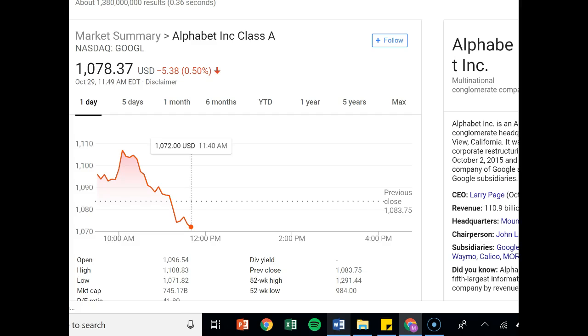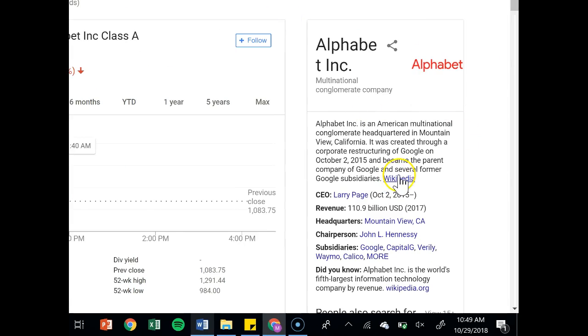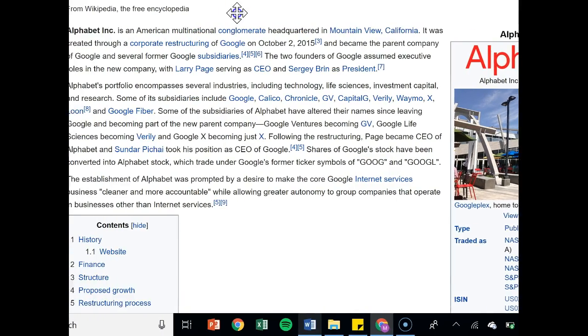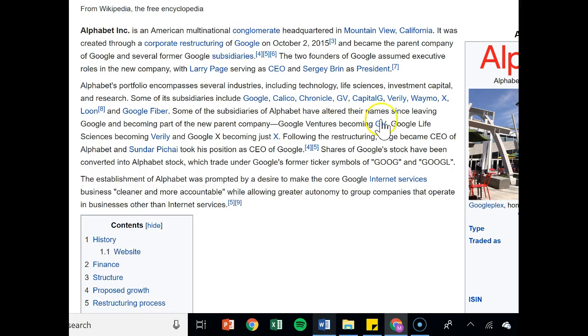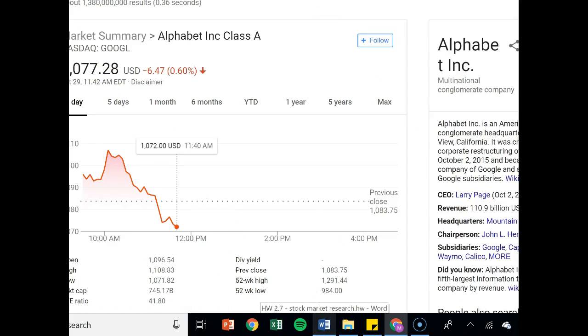On the summary page, if you shift over to the left a little bit, you'll notice that there's this area. If you click on that Wikipedia article, it will give you a link to Wikipedia. And then you need to summarize. Remember, you're practicing this in college persistence class. So summarize what Google does, what products or services it provides, in your own words using multiple sentences.